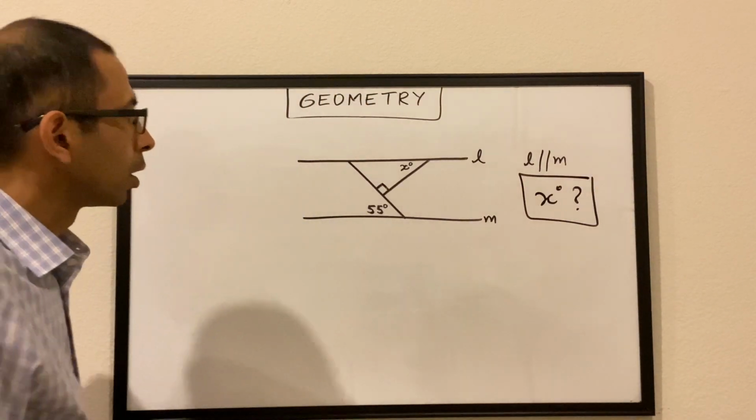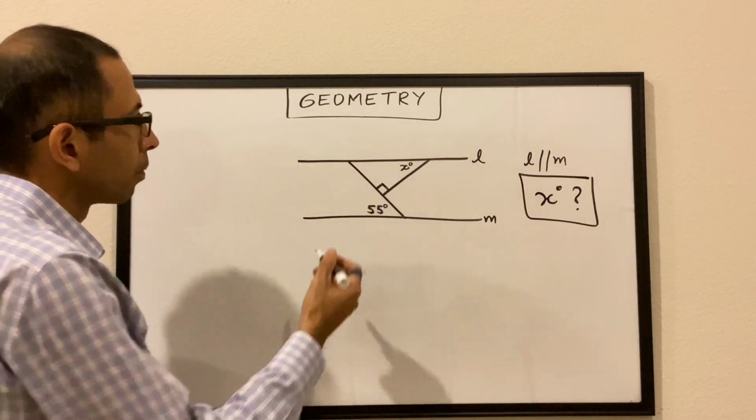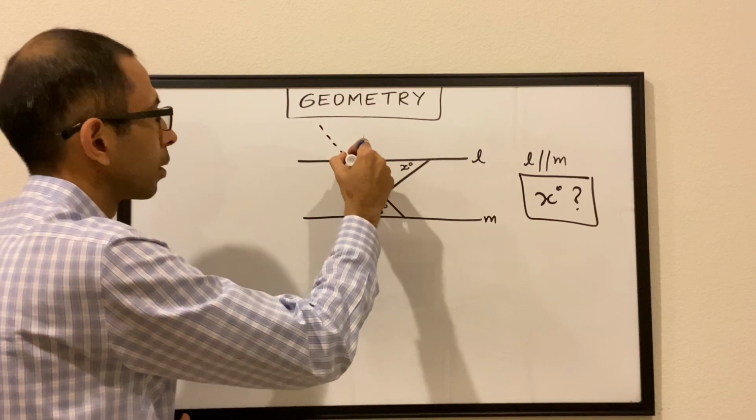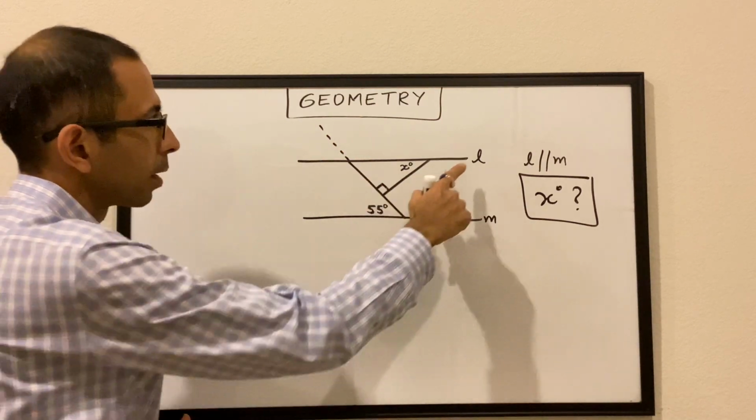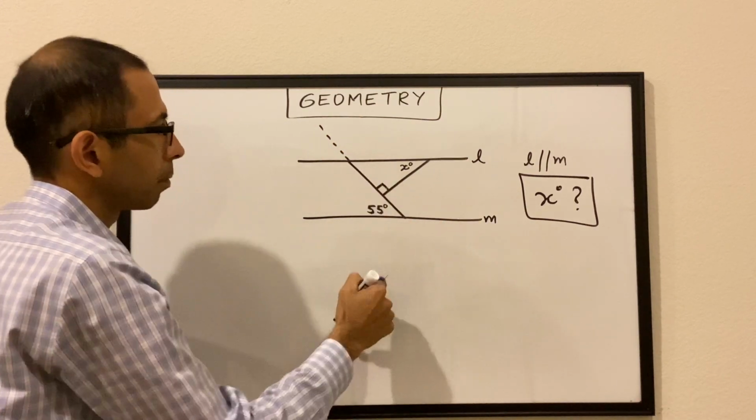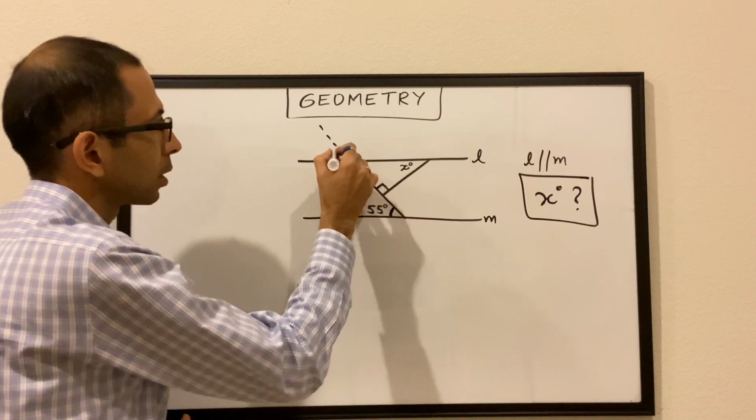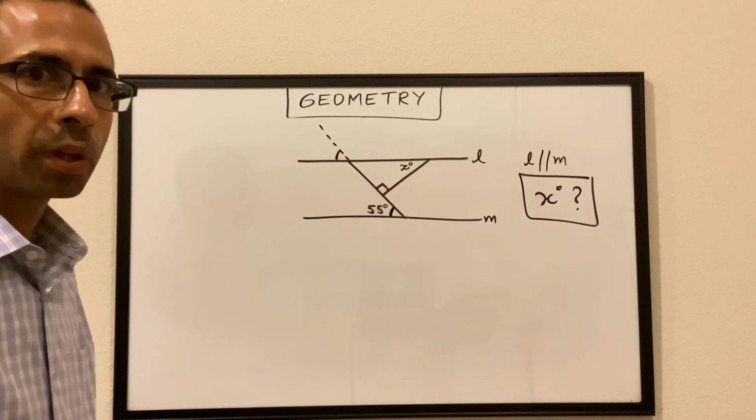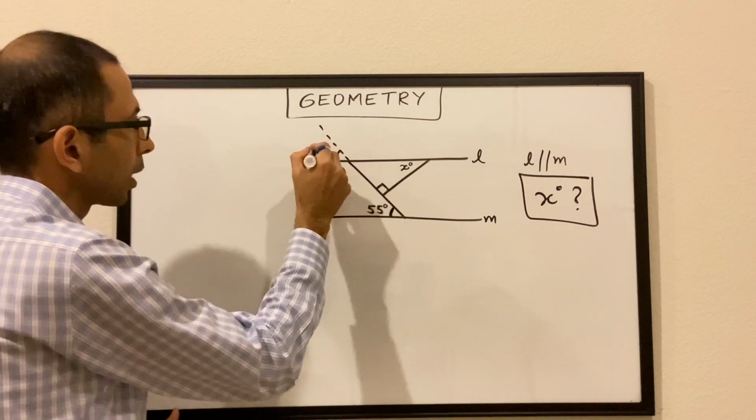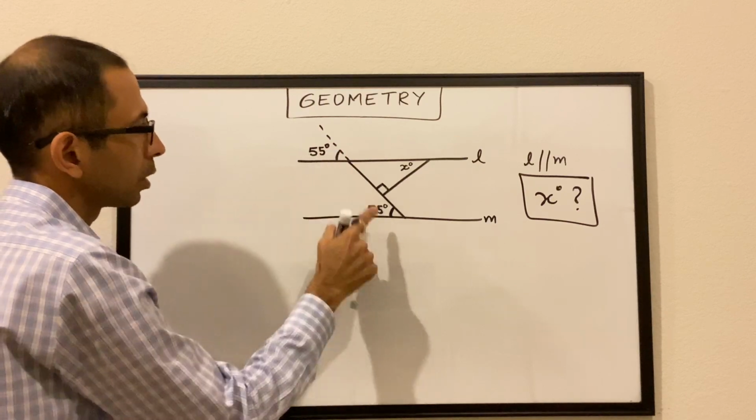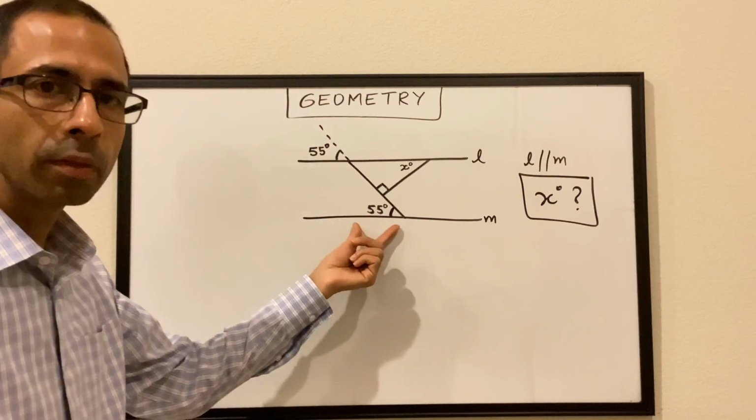Okay, so if we stretch this line a little bit here, line L is parallel to line M. So this angle is corresponding to this angle. We just saw what corresponding angles are. So this angle will be nothing but 55 degrees, because this angle is corresponding to this angle. This was already given to us as 55.